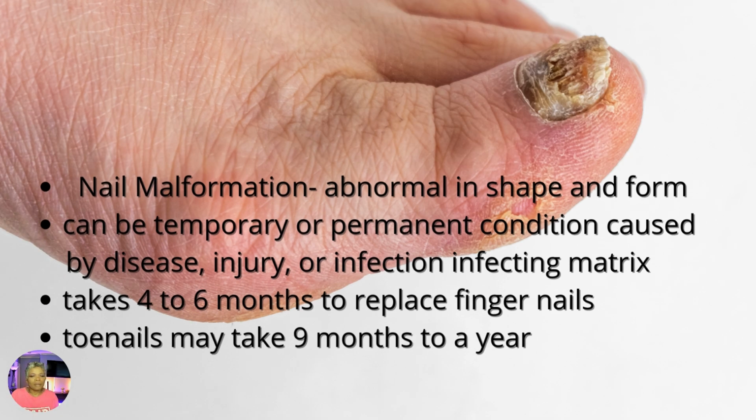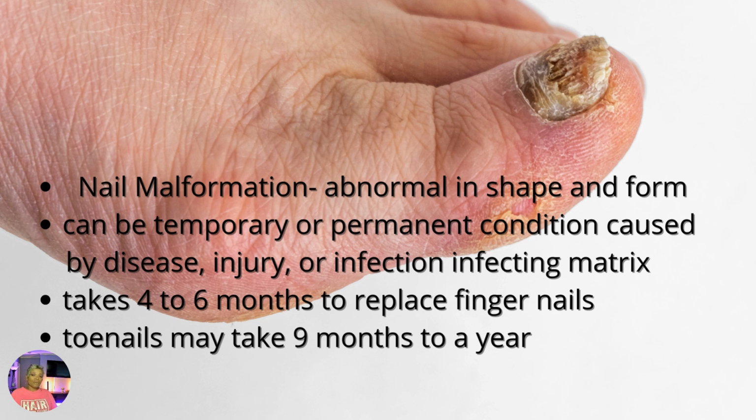Let's look at a little bit of nail malformation. As you can see, this toenail looks abnormal there. A lot of times it's because they may have gotten an infection or infected the matrix, or they could have injured their matrix or damaged it. Now, sometimes it can permanently stay damaged like that, depending on how much damage you have in the matrix. However, it will take 4 to 6 months to replace that new fingernail. For the toenail, it takes about 9 months to a year.